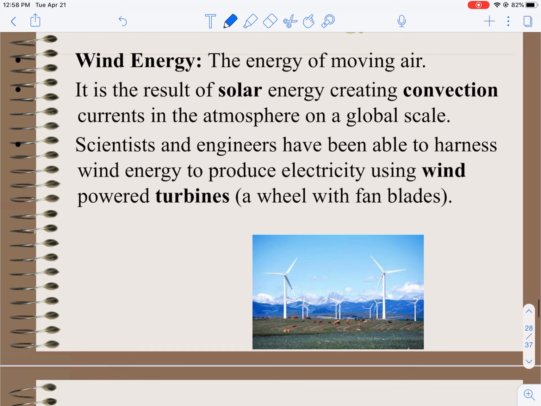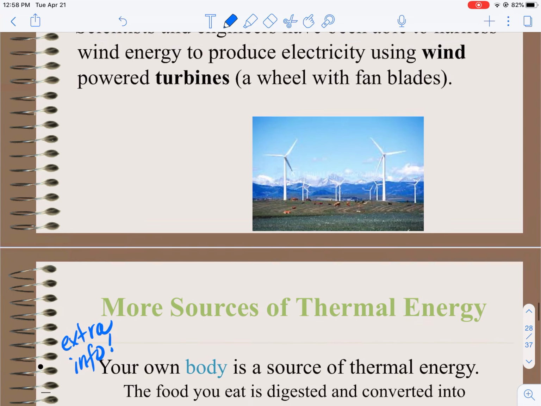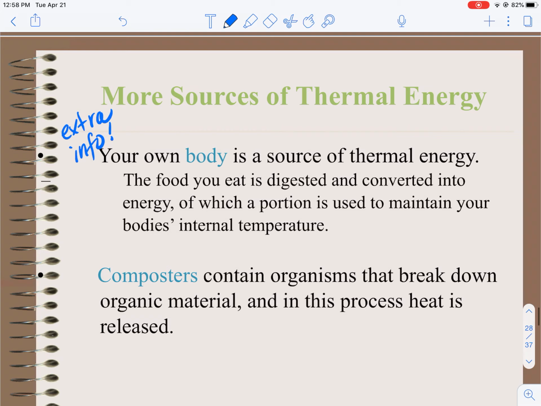Okay, wind energy is when windmills are going to turn turbines and create electricity with wind, of course, only useful when it is windy.